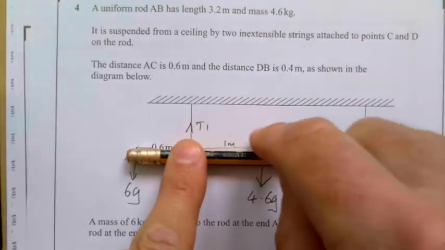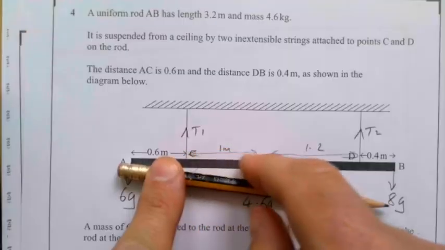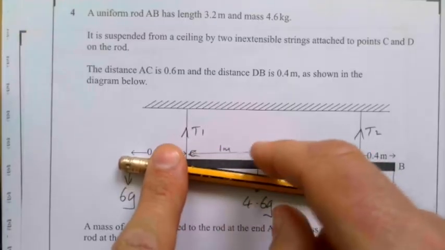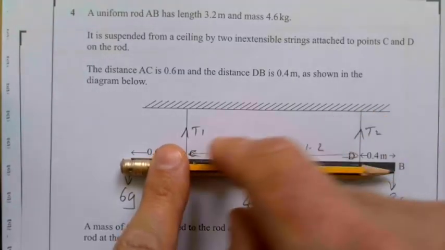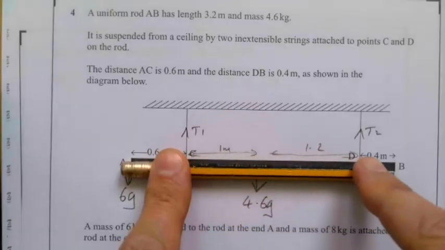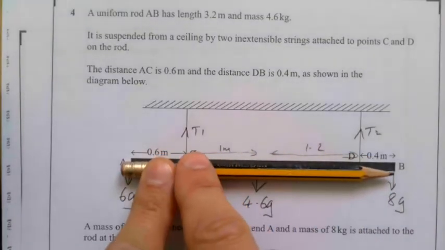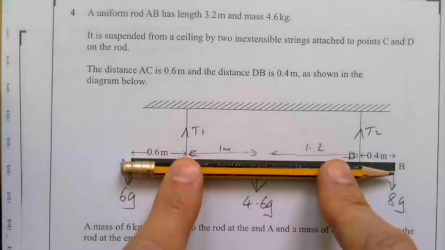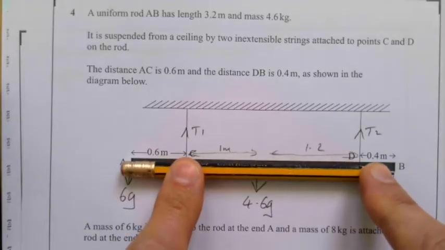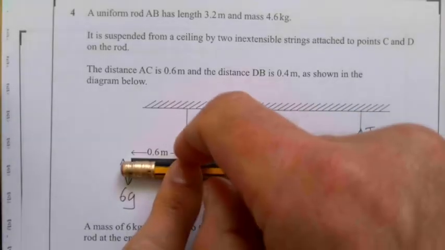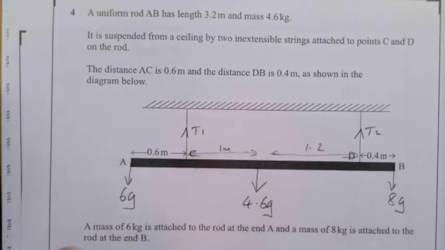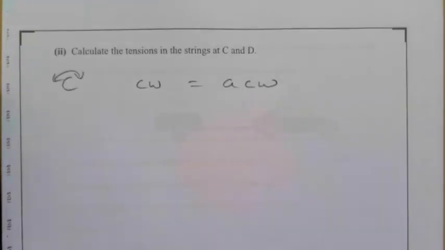So my 2 clockwise forces are 4.6 times by the distance, which is 1. So 1 times 4.6G. And then this distance here, which is going to be, is that going to be 2.4? 1 plus 1.2 plus 0.4, 2.6. Yeah, 2.6 of course. 2.6 times 8G. So let's get those written in.